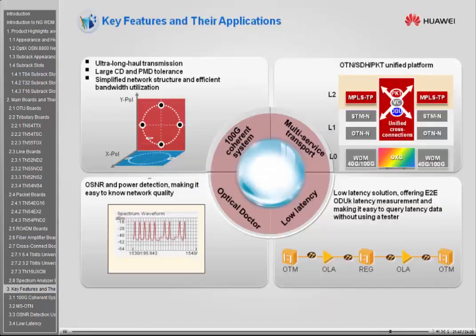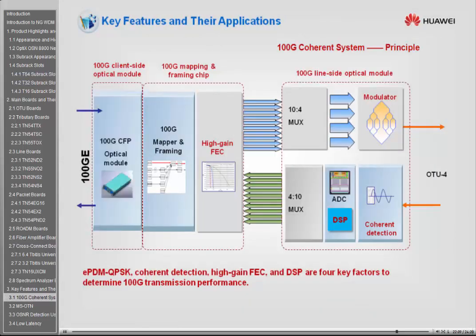Now, let's learn about the key features of the Optix OSN 8800 V100R007. The key features include: 1. 100G coherent receiver. 2. The MS-OTN multi-service transport platform. 3. OSNR detection using Huawei's optical doctor system. 4. Low latency.